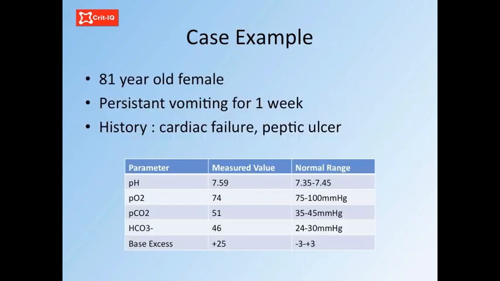In this case example, an elderly woman with multiple comorbid problems is admitted to a hospital with persistent vomiting. The following blood gas results are obtained. The results demonstrate a marked alkalemia. An interpretation of the CO2 and bicarbonate suggests this is a metabolic alkalosis.